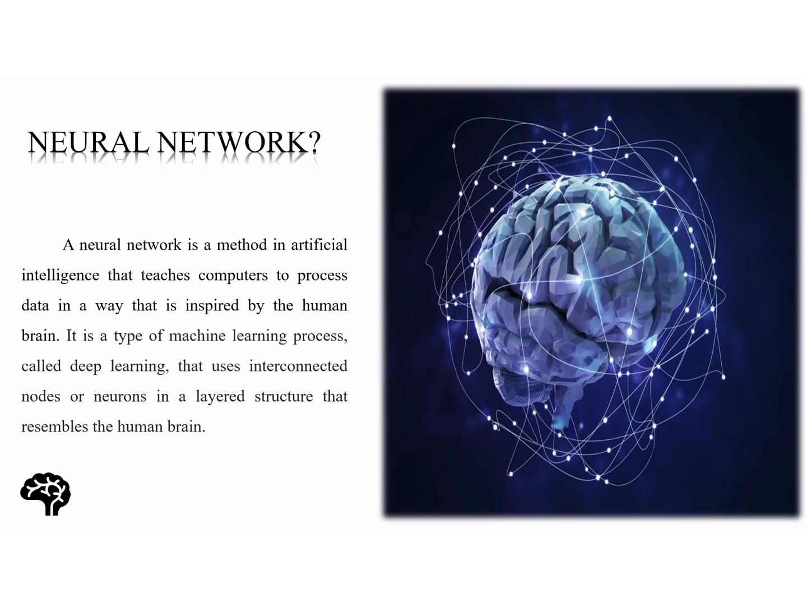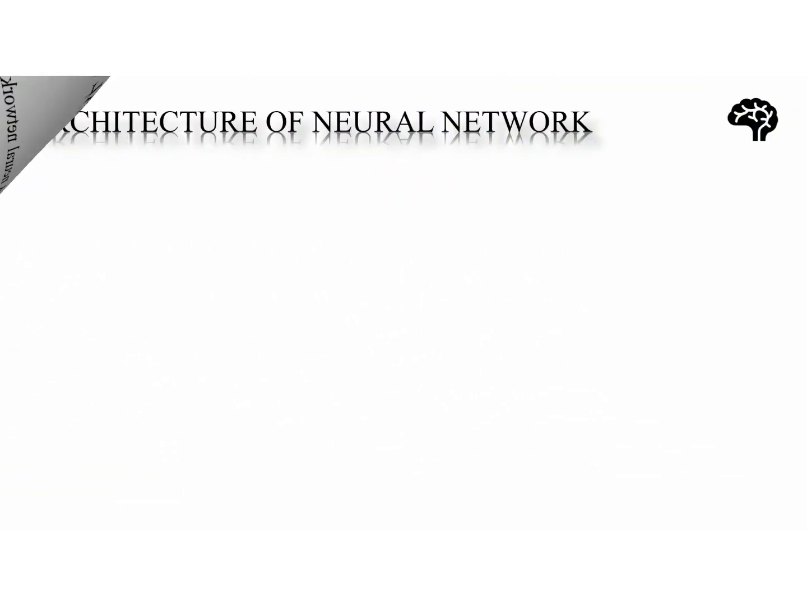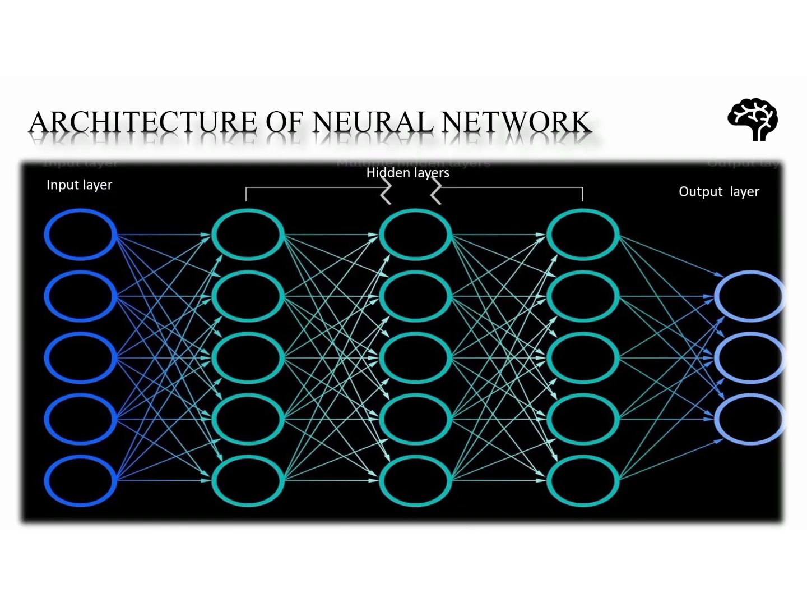It is a type of machine learning process called deep learning that uses the interconnected nodes or the neurons in a layered structure that resembles the human brain. The machine learning algorithms are of two types, supervised learning and unsupervised learning. The neural network comes under the supervised learning. The architecture of the neural network is made up of an input, output, and a hidden layer. There are many components to the neural network architecture. Each neural network has a few components in common.